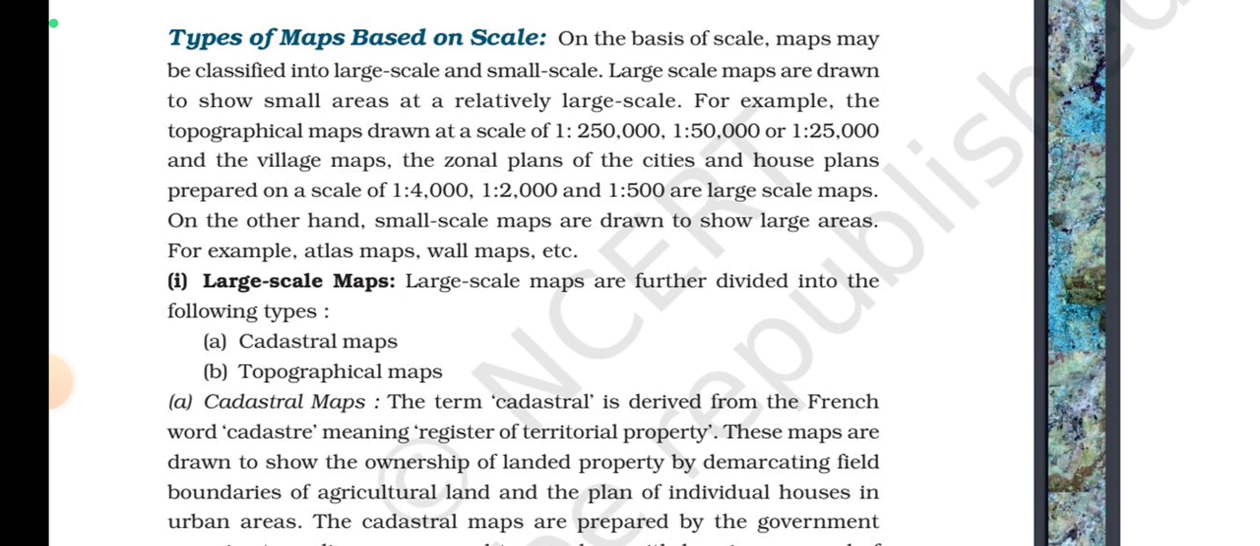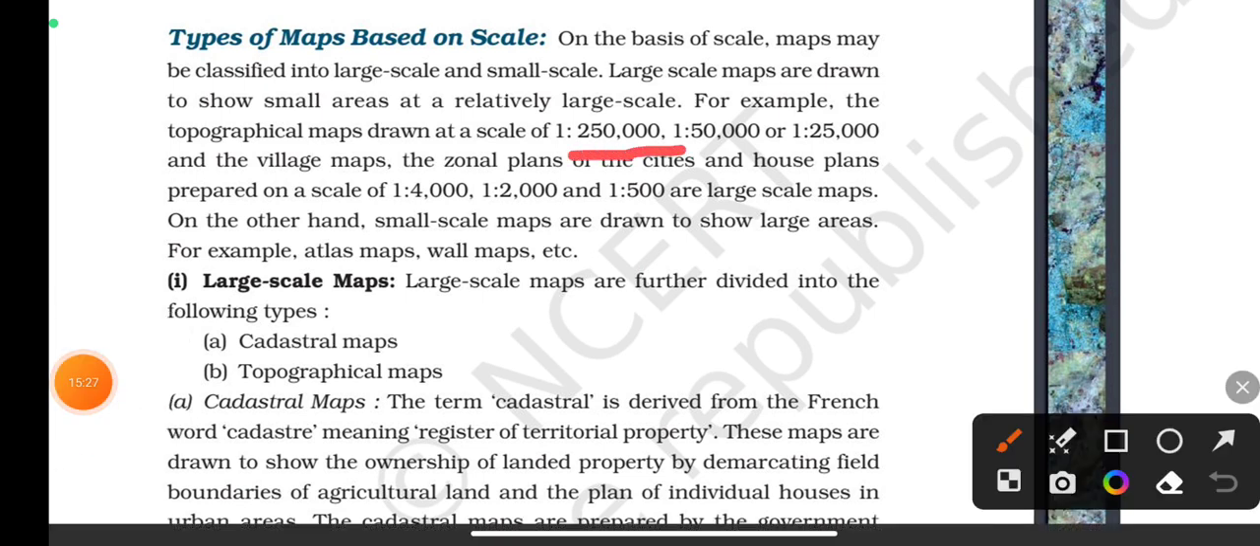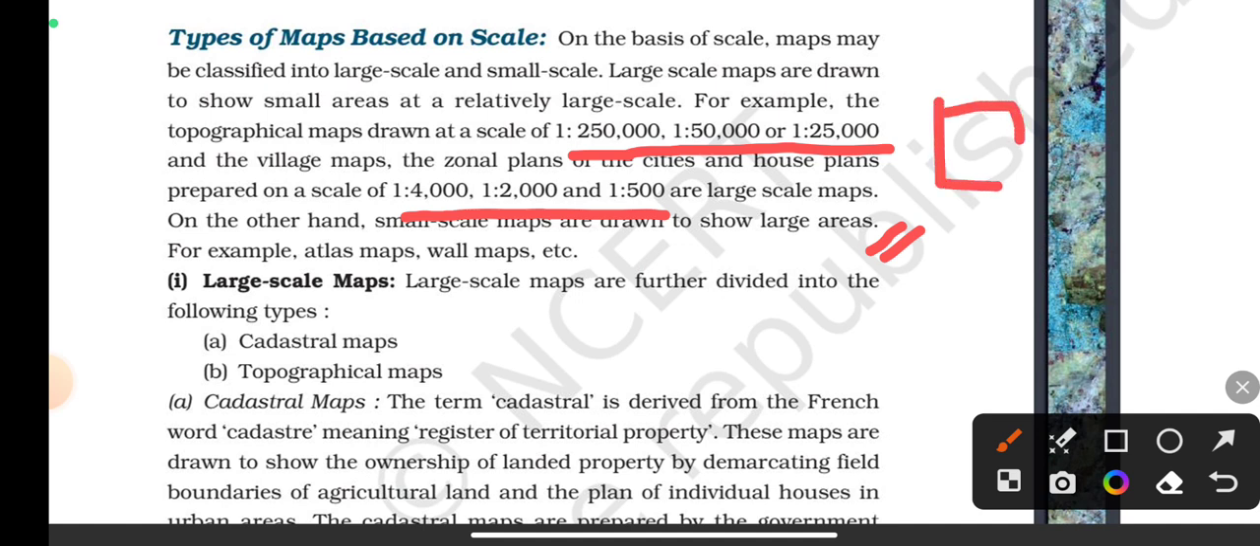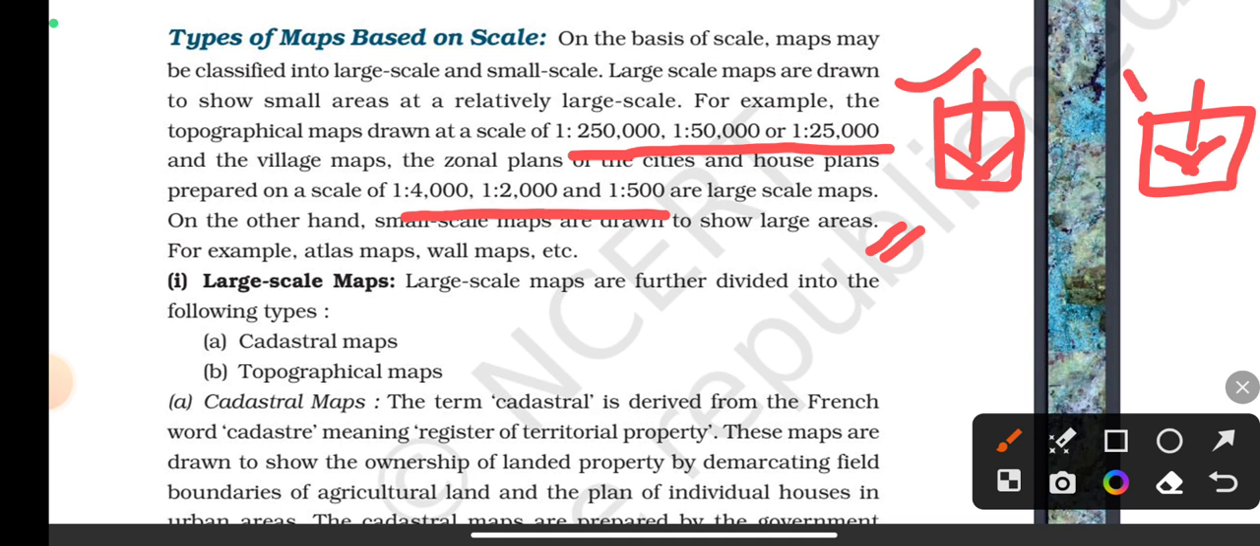Right? So when this number is big, that is a small scale map. When this number is small, that is a large scale map. It is quite the reverse situation. On the other hand, small scale maps are drawn to show large areas. The area map size is like this, and another map is like this, but here we are showing the entire India, and here we are showing only one district of West Bengal. So this is a small scale map and this is a large scale map.